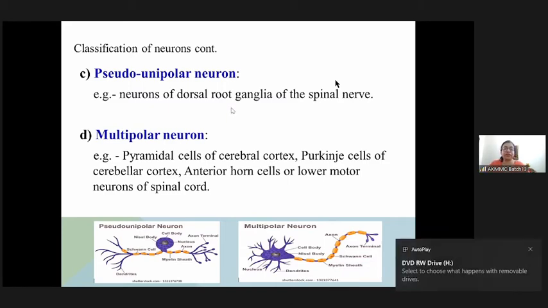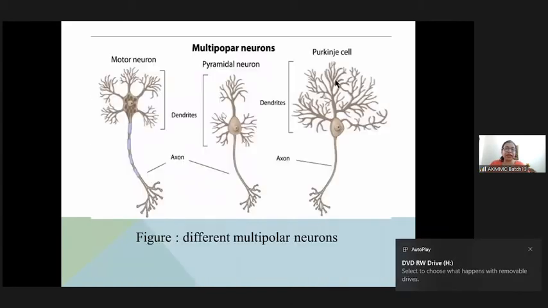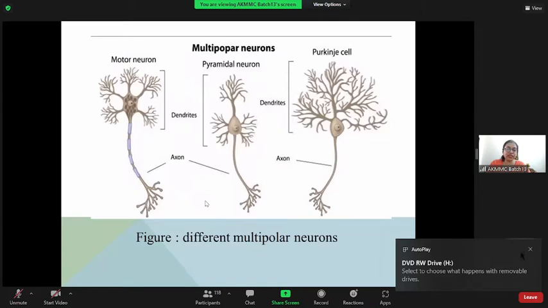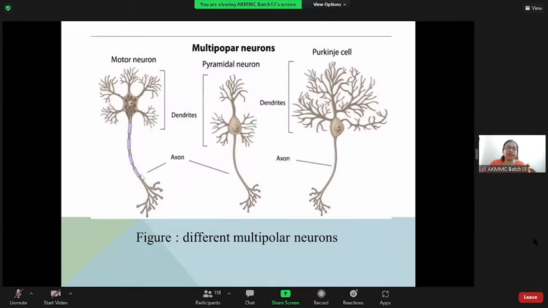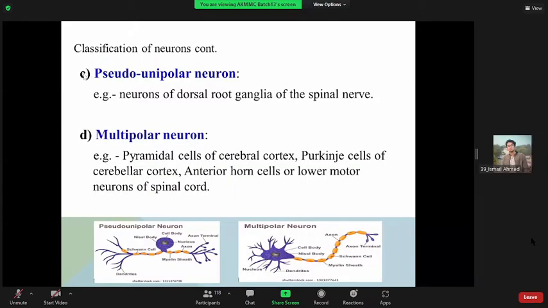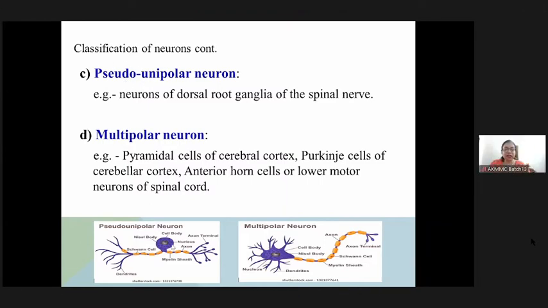Pseudo unipolar neuron. Okay. What is the meaning of this pseudo? False. False. Look like, no? Here we can see a neuron. This is the cell body, and here we can see cell processes are coming out from this cell body.